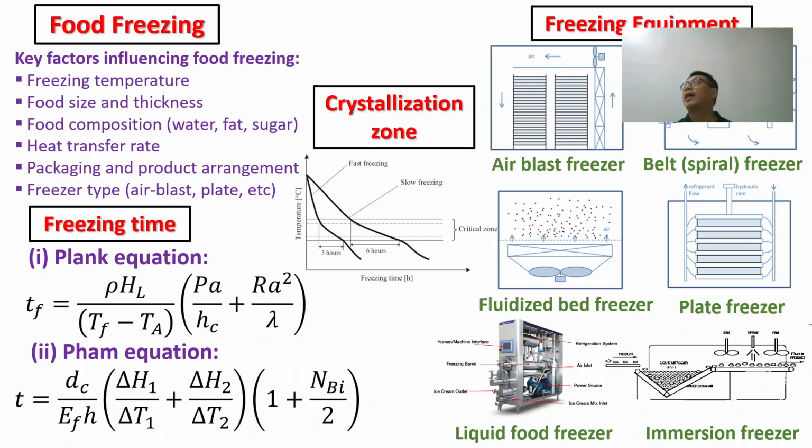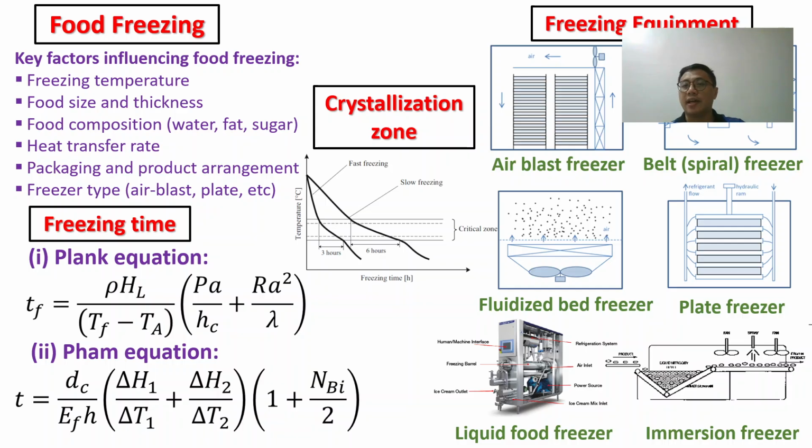And the last section, we talk about freezing equipment. There are various types of design. It depends on the food products and what kind of freezing that we want. The most common and popular one is the air blast freezer. In the air blast freezer, you can see here, the products are placed on a tray and then on a trolley. We can push this into the air blast freezer.